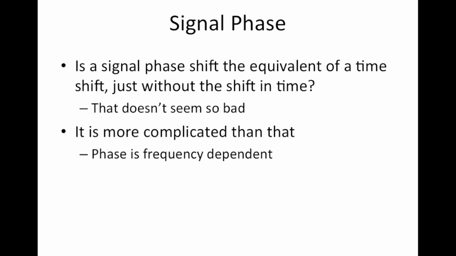So the question is then, if you're following to this point, is a signal phase shift basically just the equivalent of a time shift, just without the time shift? That doesn't seem so bad, right? But it's actually even more complicated than that, because phase is frequency dependent. So your signal processors that are affecting phase might affect the phase of one frequency differently than they affect the phase in a different frequency. And so what happens if we have these phase shifts at different frequencies? What does that do to our signal?